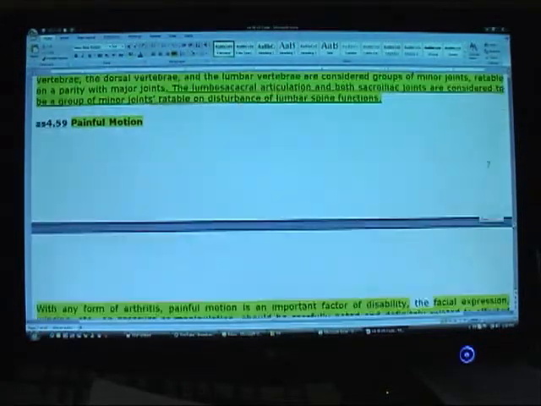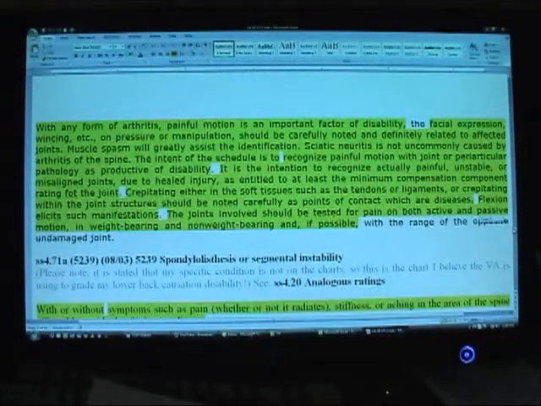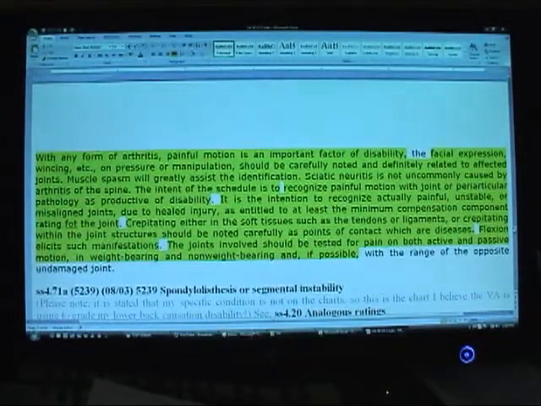Painful motion. 4.59. With any form of arthritis, painful motion is an important factor of disability. The facial expressions, wincing, etc., on pressure manipulation should be carefully noted and definitely related to affected joints. Muscle spasms will greatly assist the identification. Sciatic neuritis is not uncommonly caused by arthritis of the spine.